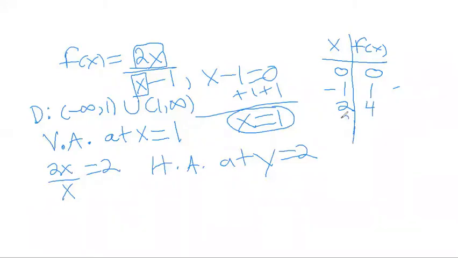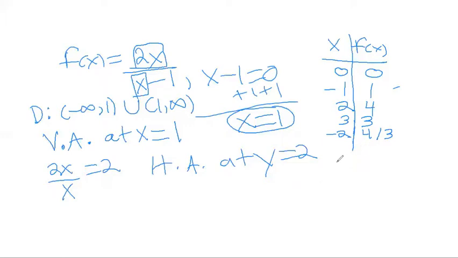And then let's pick 3. That gives me 6 over 2, which is 3. Actually, let's do one more point just to be sure. We have 2 positive values, so let's do 2 negatives. So let's do -2. That'd be -4 over -3, which would be 4/3, or 1 1/3.